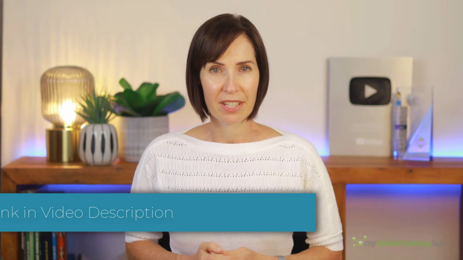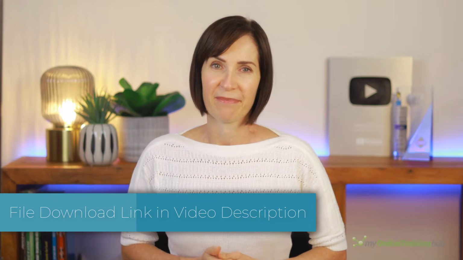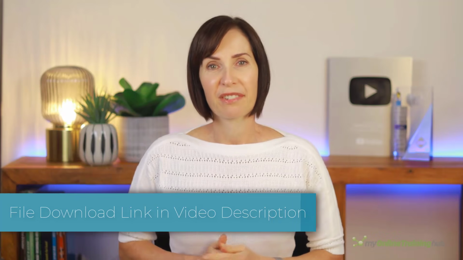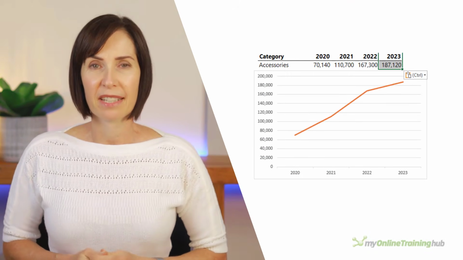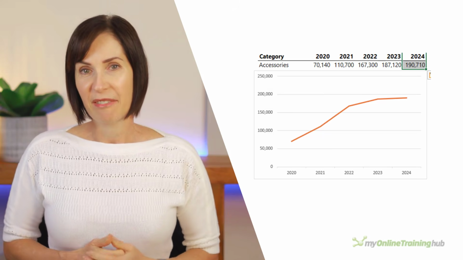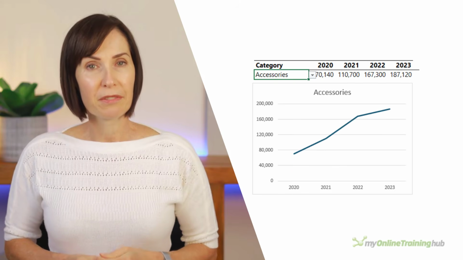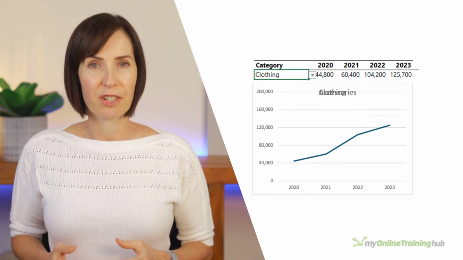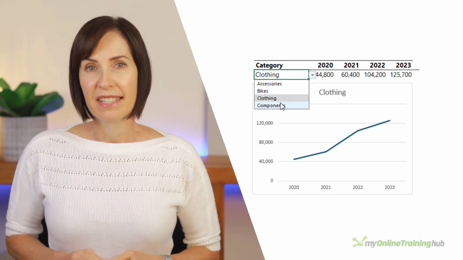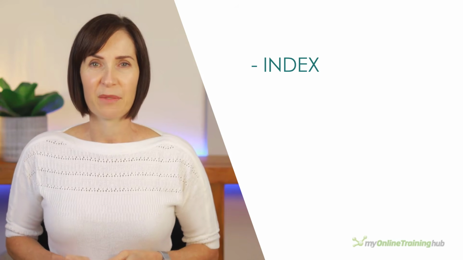Instead, I use the index function for my dynamic named ranges, well, most of the time. In this video, we'll look at how to create dynamic named ranges that automatically update when you add new data, so you never have to edit a cell reference again, and dynamic named ranges that enable you to choose a different range based on a selection you make in a drop-down list. We'll look at creating them with both index and offset.